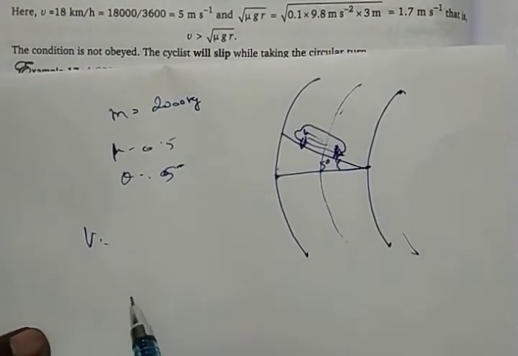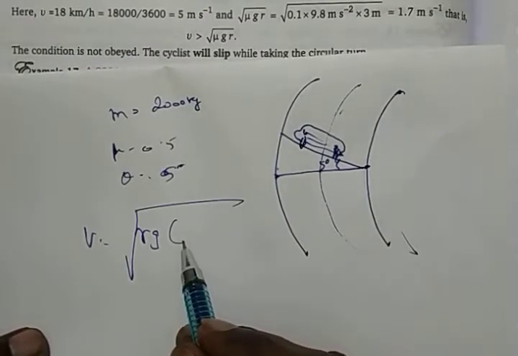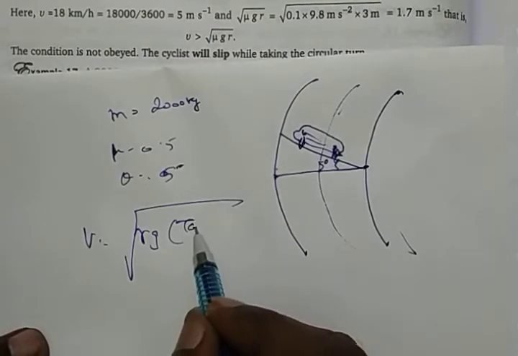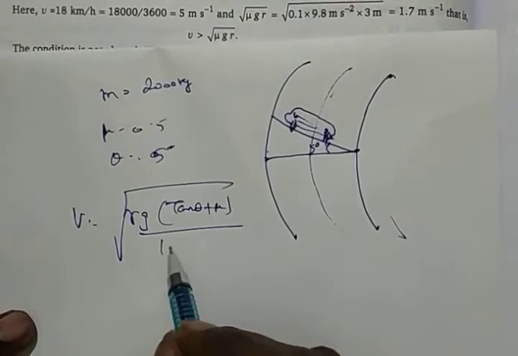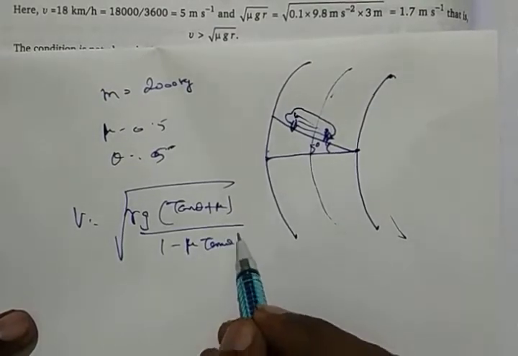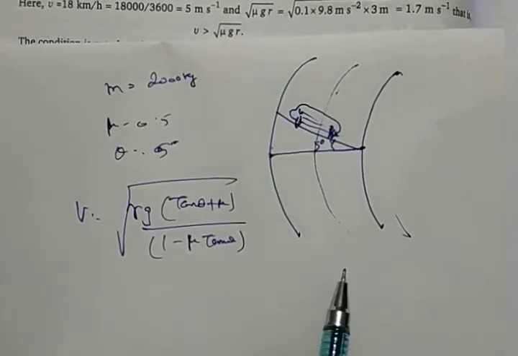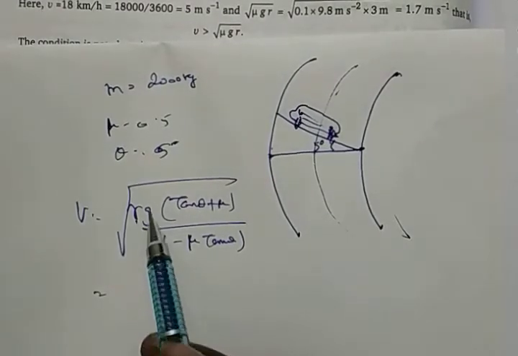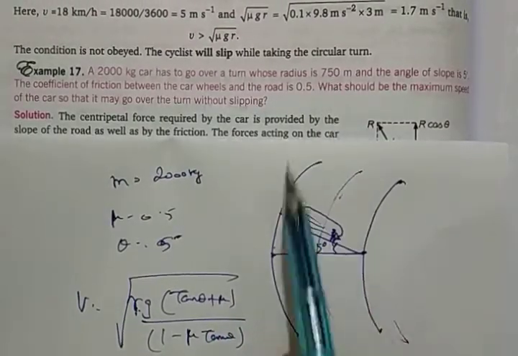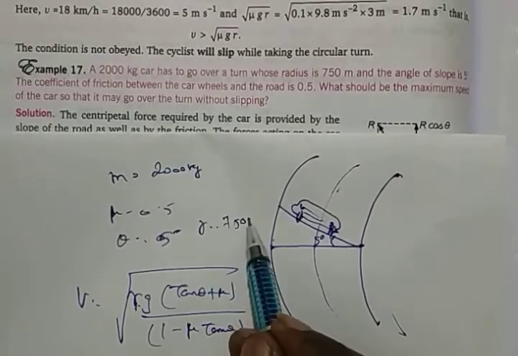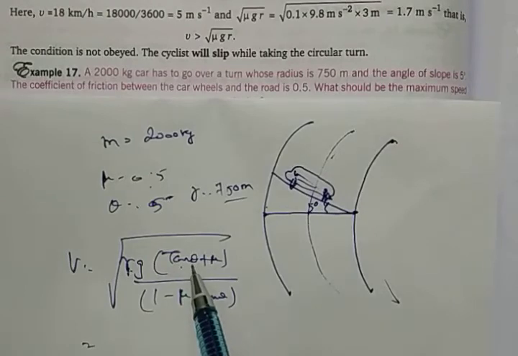Speed is asked. So you have the formula already. Rg into, what is that formula here? v squared equals Rg into tan theta plus mu upon 1 minus mu tan theta, the final formula of the derivation that we already saw. Just now also I wrote the formula once again. This formula you just put in, everything will be right. So R is there. The radius is already given here, 750 meters. And then tan theta, it is tan 5.